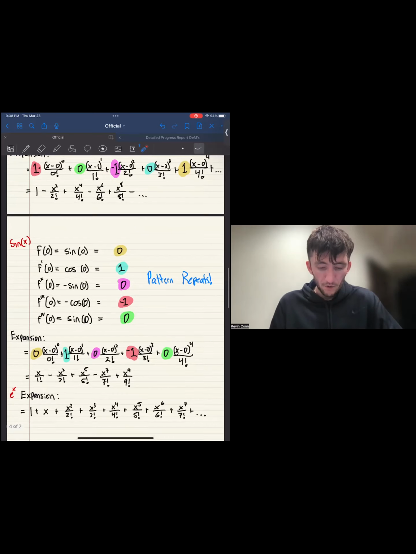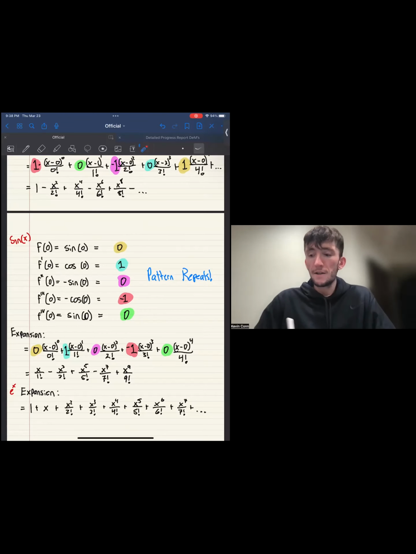Again, I tried to color coordinate it. This goes here, this 0 goes here, this 0 goes here, this -1 comes here. So this term will be negative. This gets wiped out. This gets wiped out. This gets wiped out. And you can see here, this x over 1 factorial. 1 factorial is just 1. So this is just an x term out here.